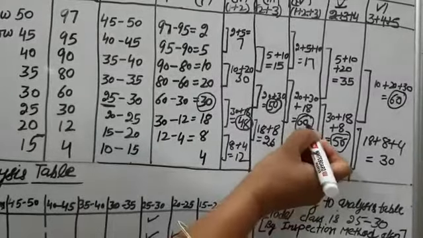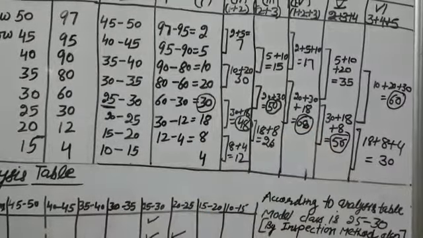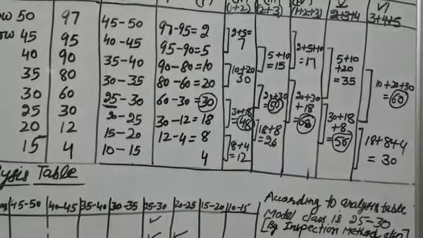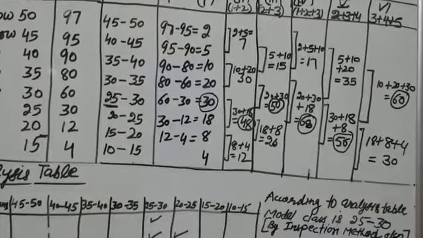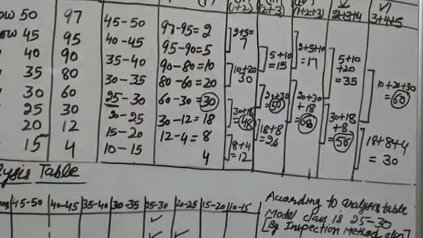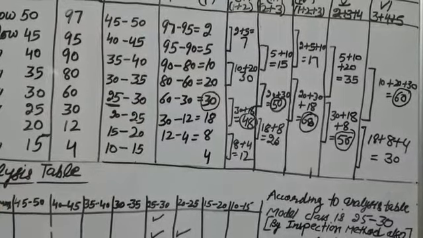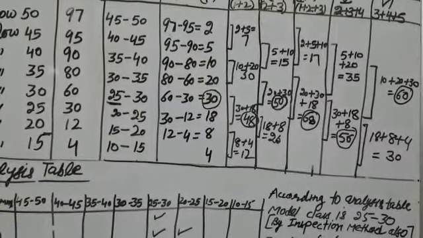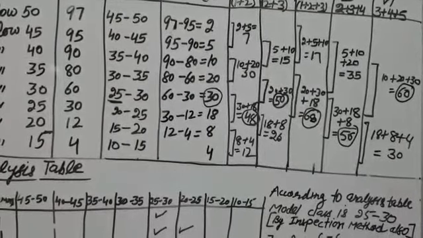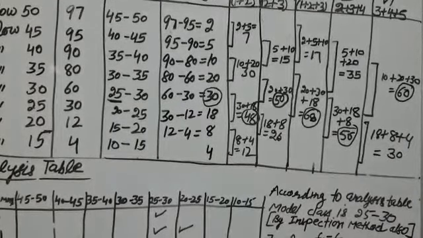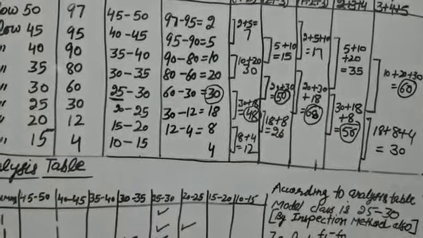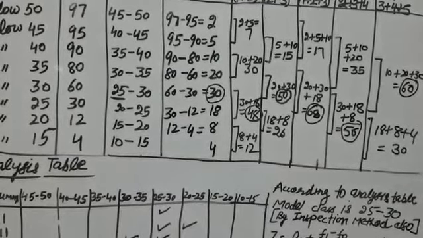Then in the fifth column, 2 plus 3 plus 4. The second frequency, third frequency and fourth frequency we will add up. 5 plus 10 plus 20 is equal to 35. Then next we will add up 30 plus 18 plus 8, which is equal to 56, which is the highest value.